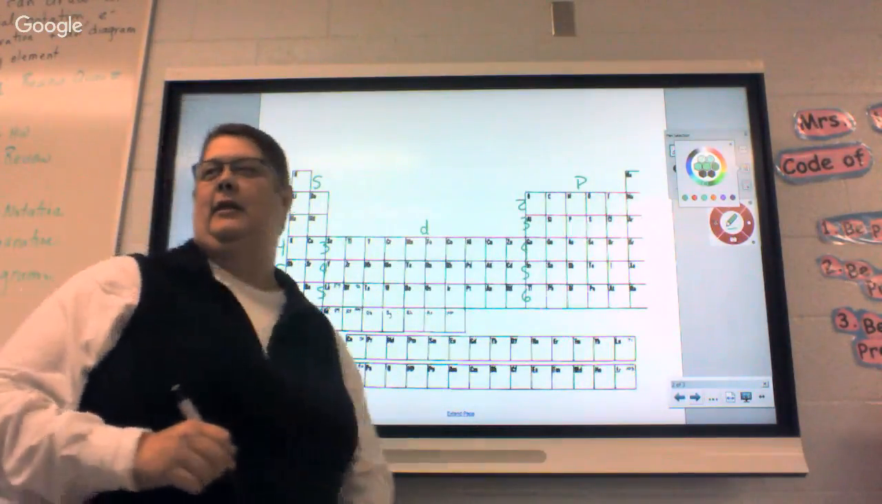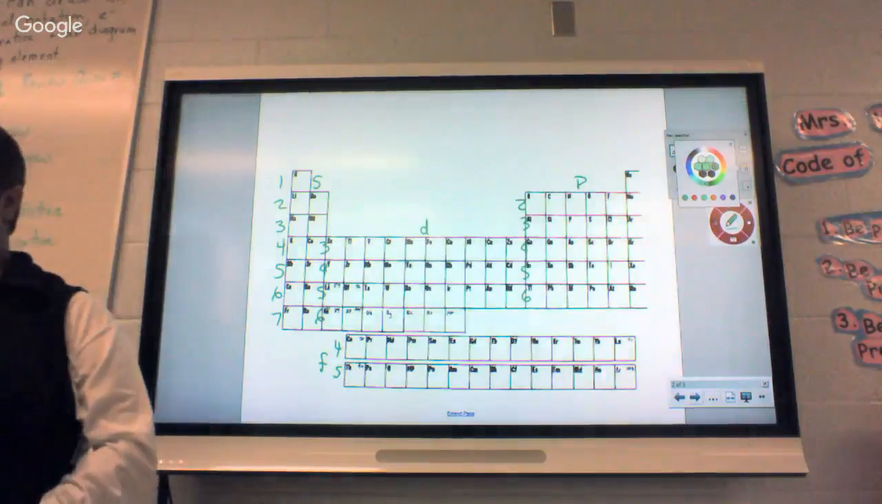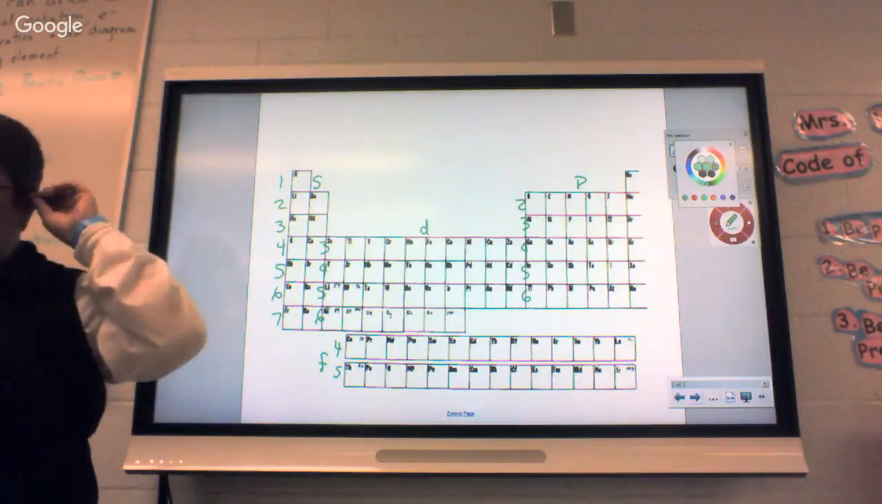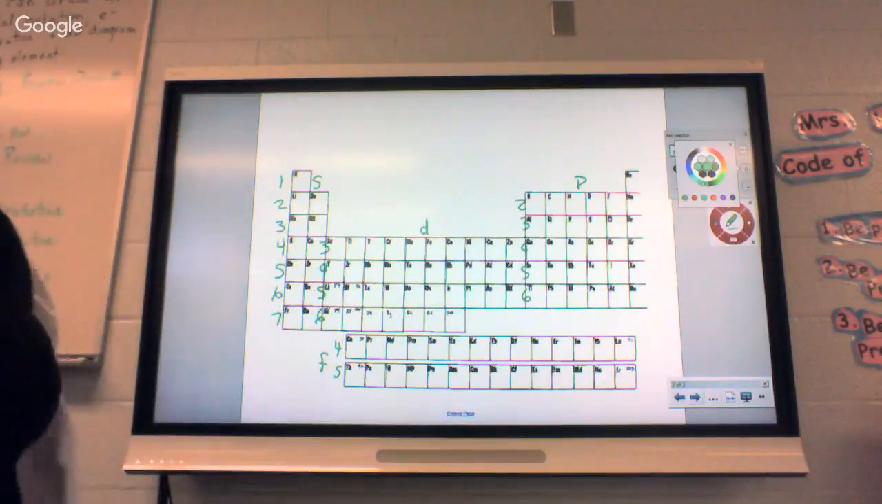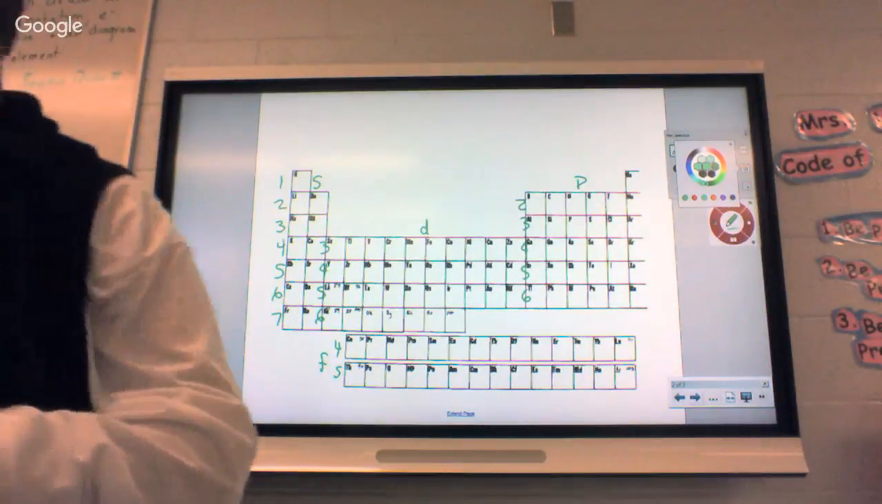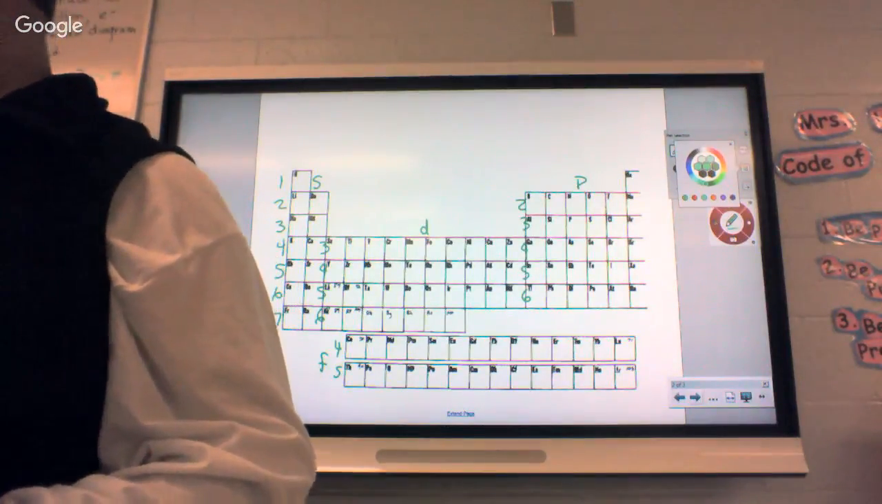Okay. Let's talk about how to read this. All right? If you haven't finished coloring, color on your own time. But we need to learn to read. Yes, I know you know how to read. Most of you just don't choose to read.